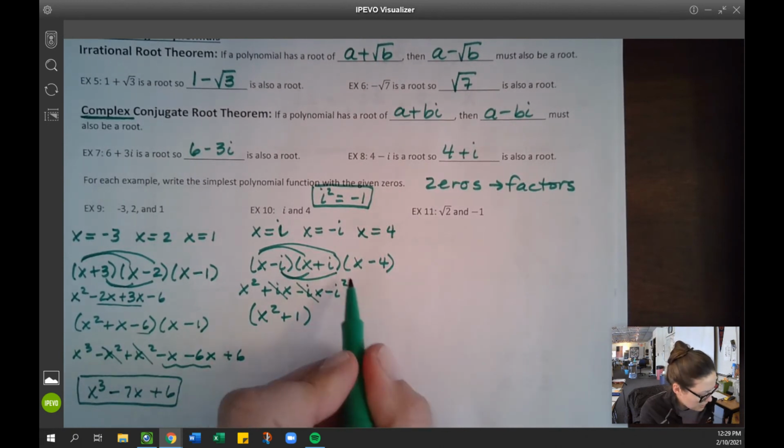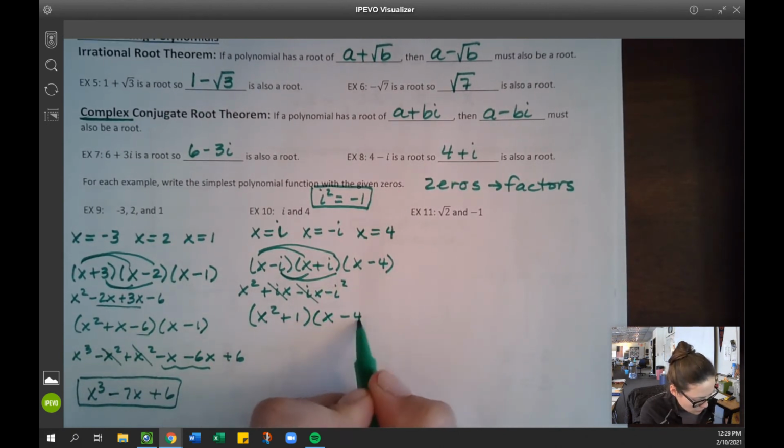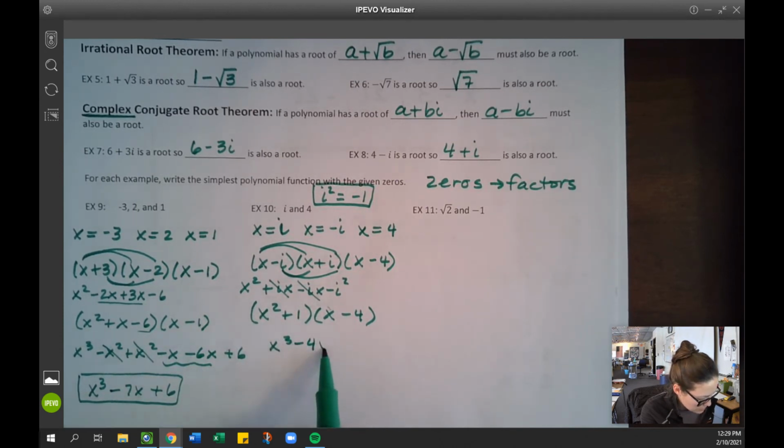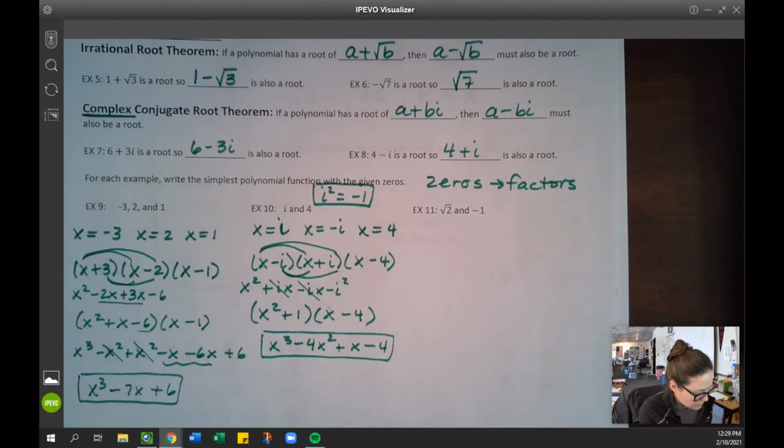Kind of crazy. Then I have x minus 4, and now I'm going to multiply these together. So I have x cubed minus 4x squared plus x minus 4. And that's it.